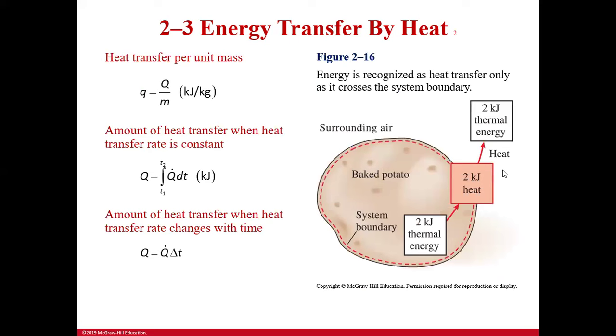Heat transfer per unit mass is given as small q. Total heat transfer, capital Q, divided by mass, is in kilojoule per kilogram. This is the amount of heat transfer when the heat transfer rate is constant. And for the amount of heat transfer when the heat transfer rate changes with time, you integrate Q dot over time from T1 to T2. When constant, you have Q dot multiplied by delta T. Q dot is the rate of heat transfer, or change of heat transfer with time, multiplied by the total change in time. They're showing the example with a baked potato.